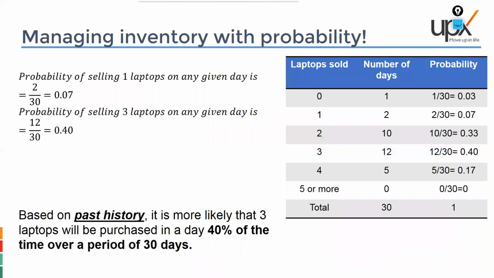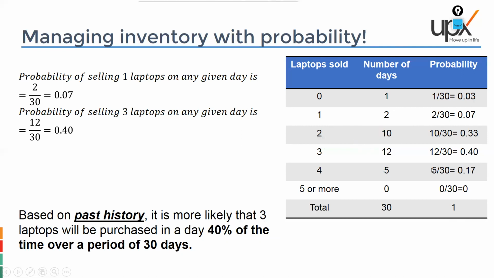probability of selling laptops on any given day is 2 by 30. So what is 30? Total number of days. So the probability of you selling one laptop on any given day is 2 by 30. How many days did they sell at least one laptop? 2 days. So 2 by 30, 0.07.